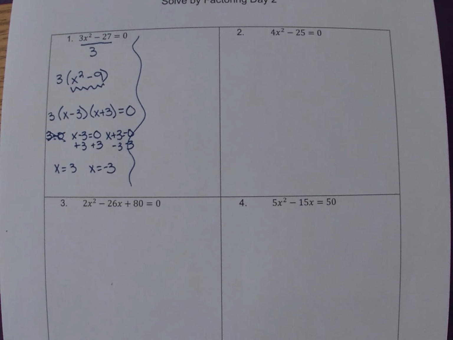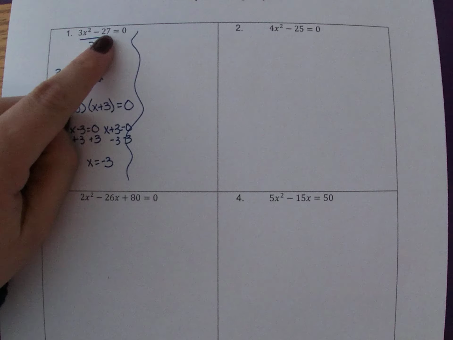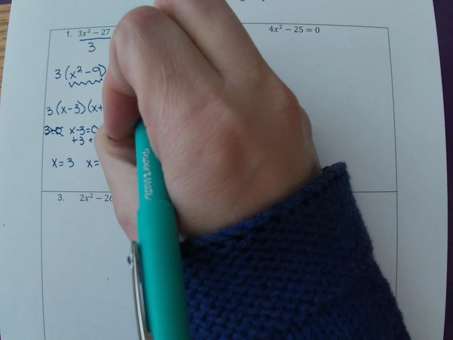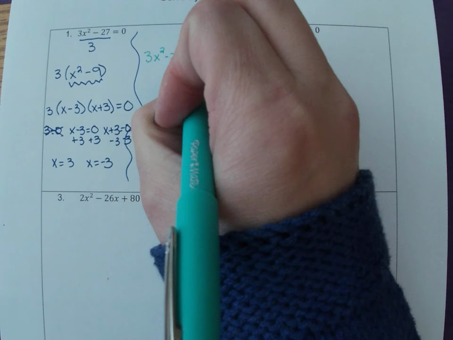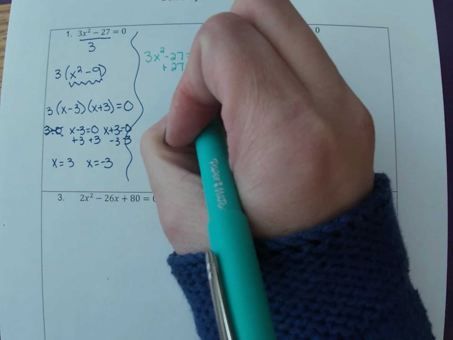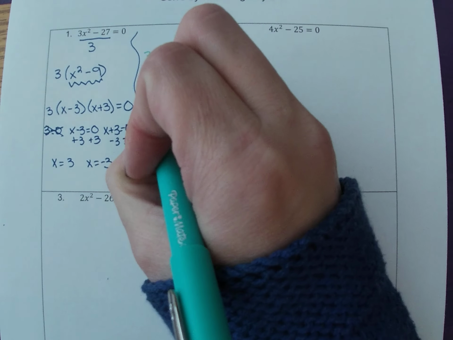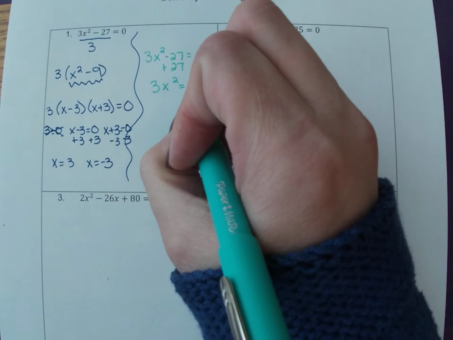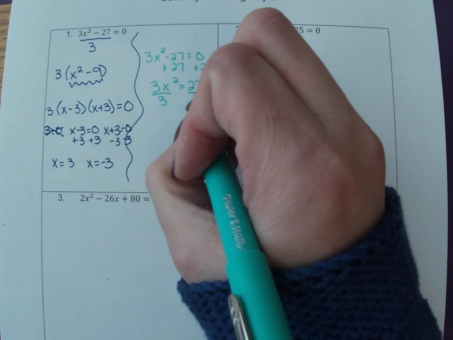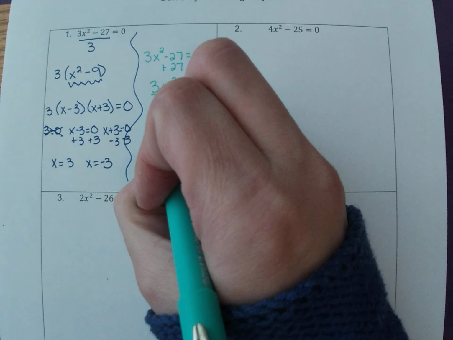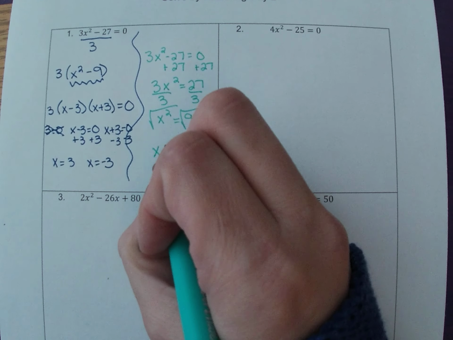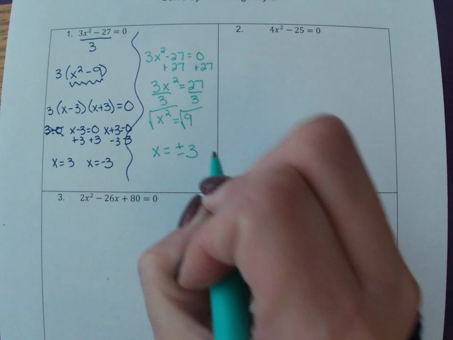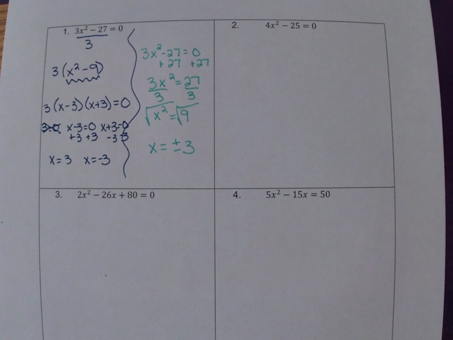Now, for those of you who aren't comfortable with that, right, this 27 doesn't have an x on it, so you can still solve this by taking a square root and just use inverse operations, right? You can add this 27 over and divide by 3. And when we square root, the square root of 9 is plus or minus 3. So we'll have two answers of 3 and negative 3.